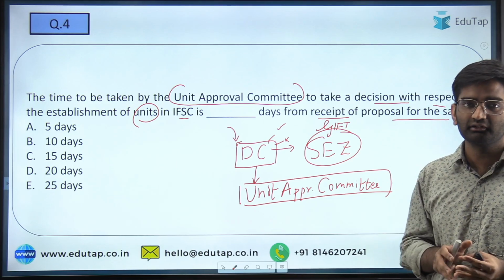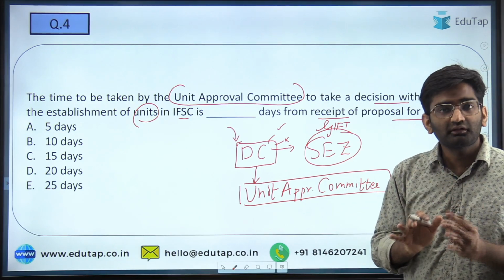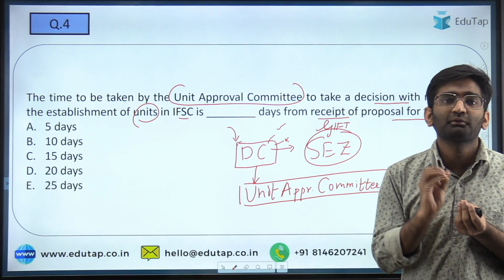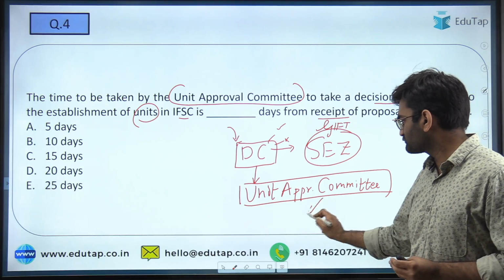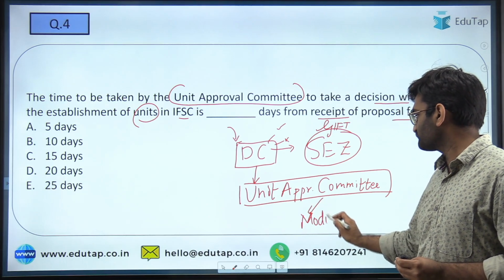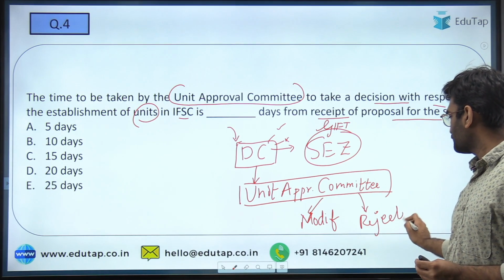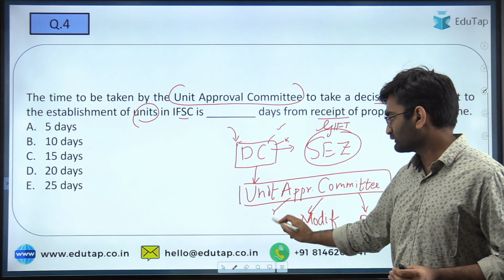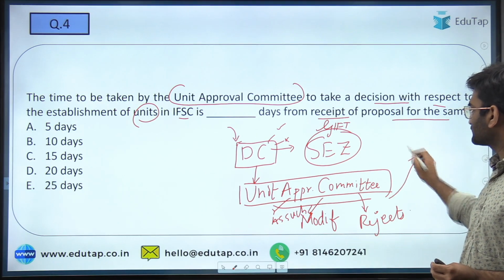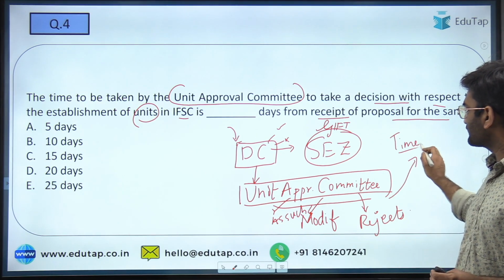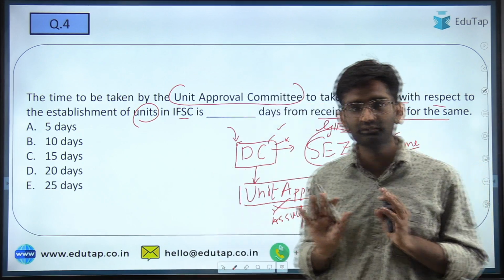All of those things are scrutinized, whatever application it receives. After scrutiny, the unit approval committee can make modifications to whatever proposal has been made with respect to opening the unit, or it can also reject the application received. It may also accept it as such. That can happen. To take this particular decision, what is the time required? What is the time mandated within which the unit approval committee does this? That is something that has been asked.